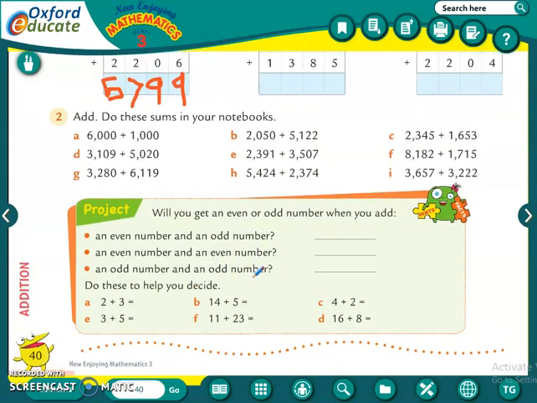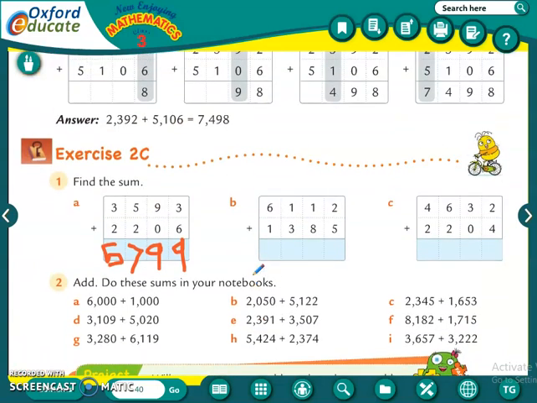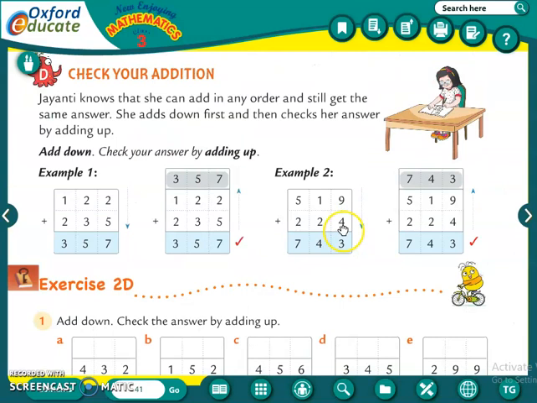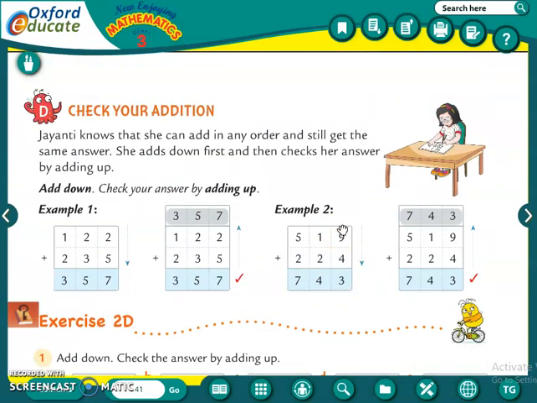Okay, now we will see how to check our addition, whether it is correct or not. Whatever addition we have done, how will we check if it is correct? For that, see here, check your addition. Jayati knows that she can add in any order and still get the same answer. She adds down first and then checks her answer by adding up.